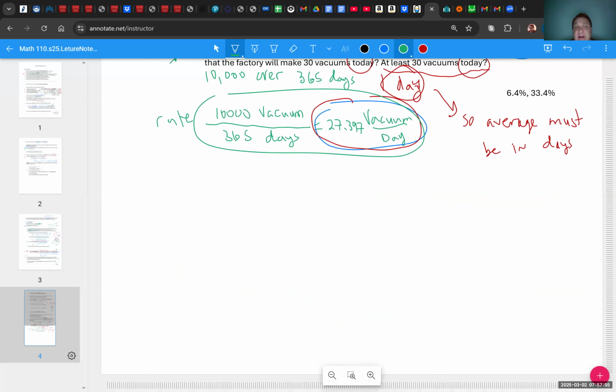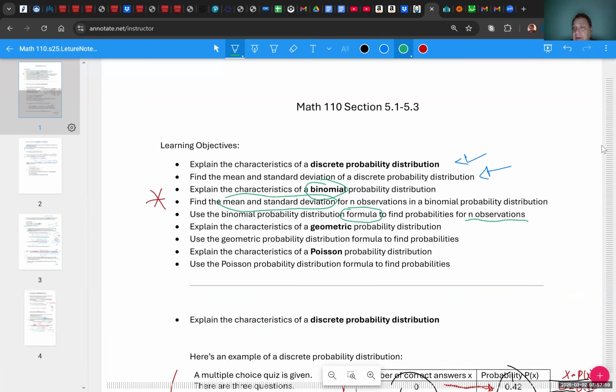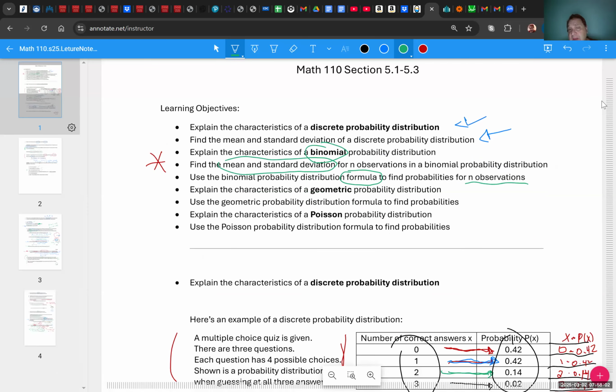That is the end of our learning objectives for 5.1 through 5.3. And just to recall, we have 4 different types of probability distributions: the discrete probability distribution, the binomial probability distribution, the geometric probability distribution, and the Poisson probability distribution. Each of those has formulas on how to calculate things. Each of those is used for different types of problems. So you have to know the type of problem to use each of them. Binomial is the one that comes up most frequently, but as you saw, other ones will come up sporadically as well.